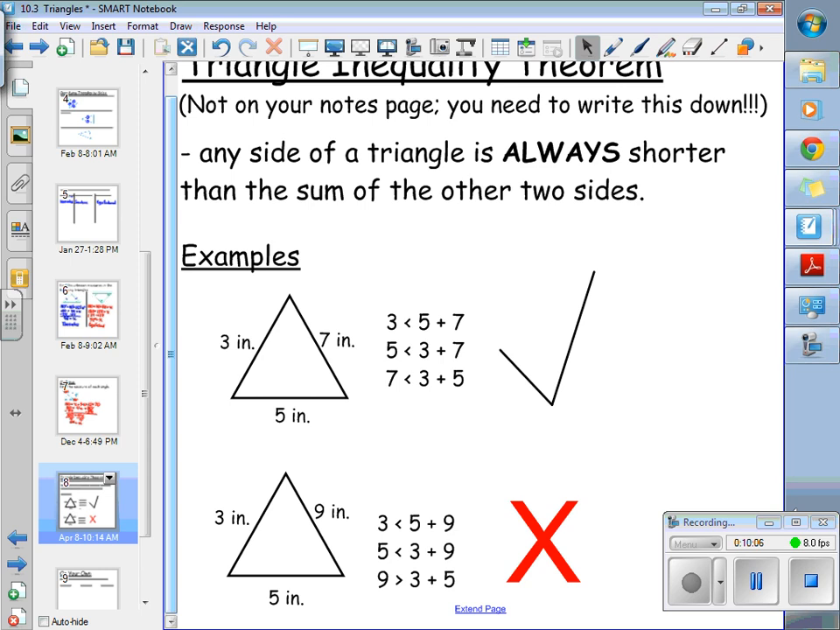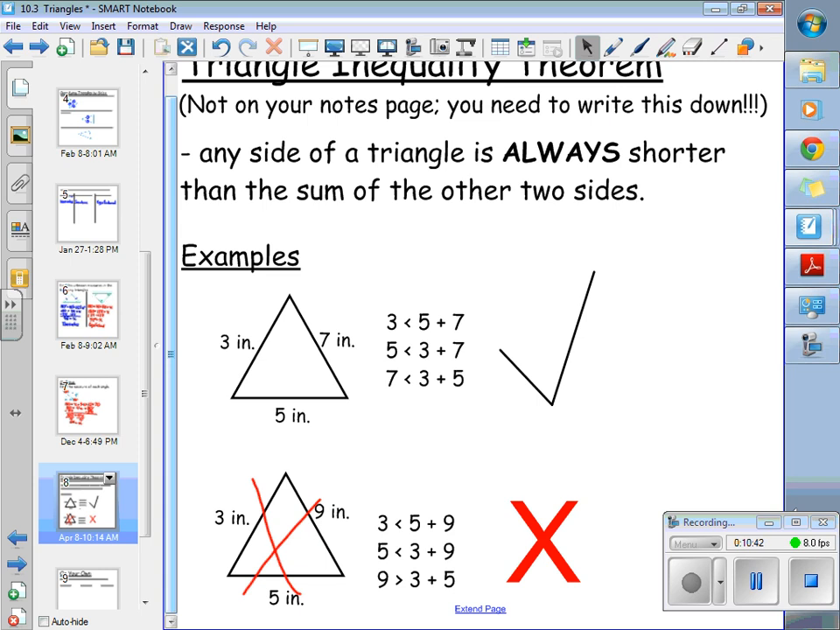3, 5, and 9. 3 is less than 5 plus 9, which is 14. 5 is less than 3 plus 9, 12. 9 is greater than 3 plus 5, 8. So you can see that that cannot work. This triangle is actually not possible to form. Okay, we cannot make that triangle. And if you need proof of that, we can play with some things in class and I can show you. But that triangle cannot be created.